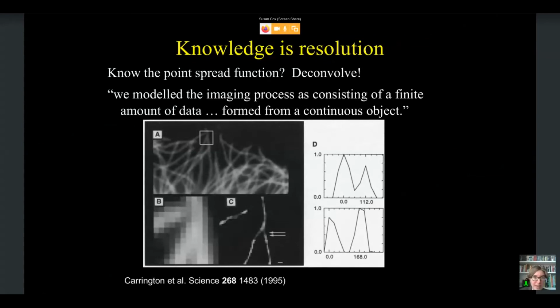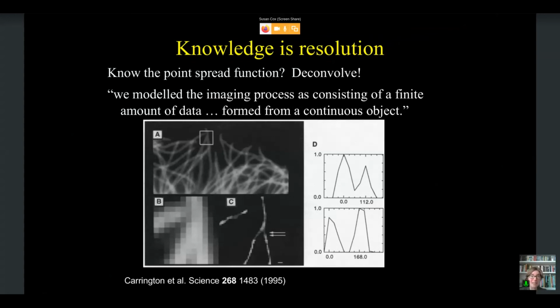So here we have what look like continuous microtubules. We think we're going to model them as being formed from a point spread function, but in the paper there's actually a key note which tells us what assumption is being built in, which is we model the imaging process as consisting of a finite amount of data formed from a continuous object. And it's that phrase, continuous object, that is the key to understanding what's going on here.